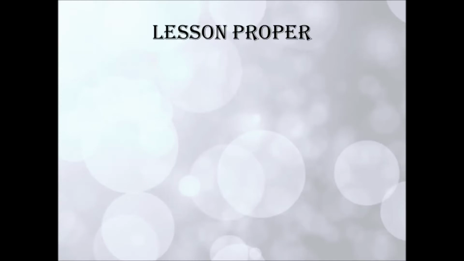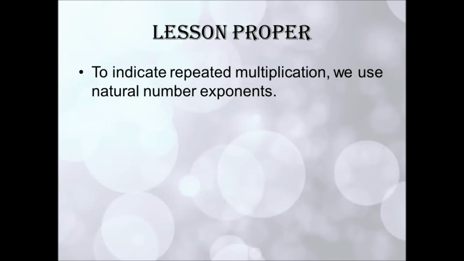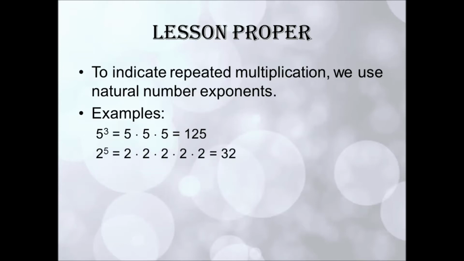For the lesson proper, to indicate repeated multiplication, we use natural number exponents. So examples, 5 cubed. So it means 5 times 5 times 5. So it is 125. Next is 2 to the power of 5, which means 2 times 2 times 2 times 2 times 2, which is 32. Next is quantity negative 4 to the power of 3. So it is negative 4 times negative 4 times negative 4, which is negative 64.